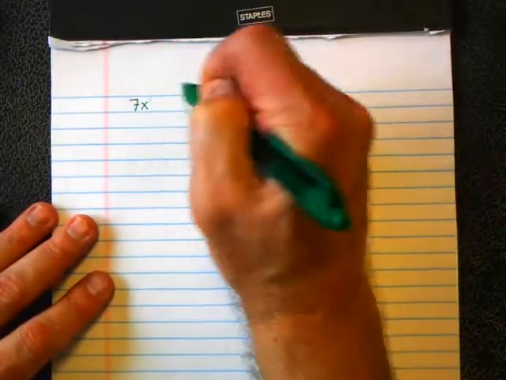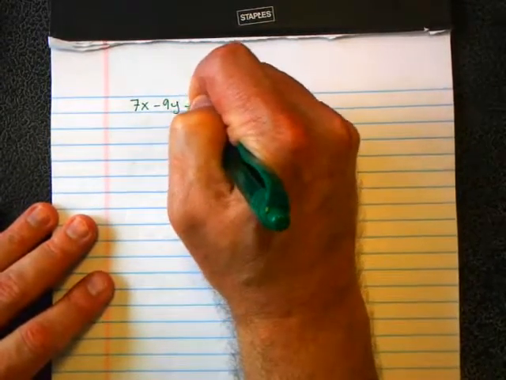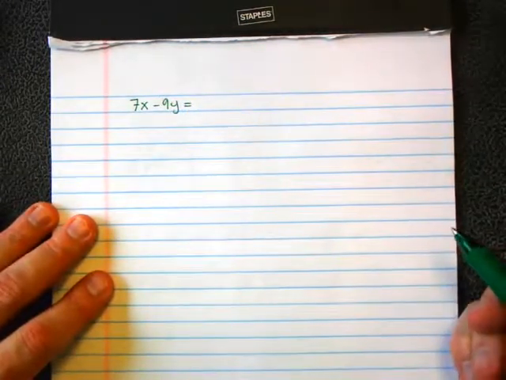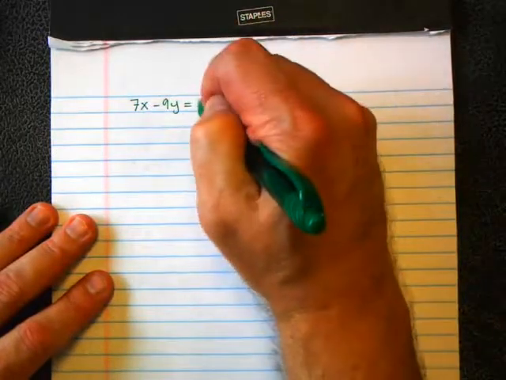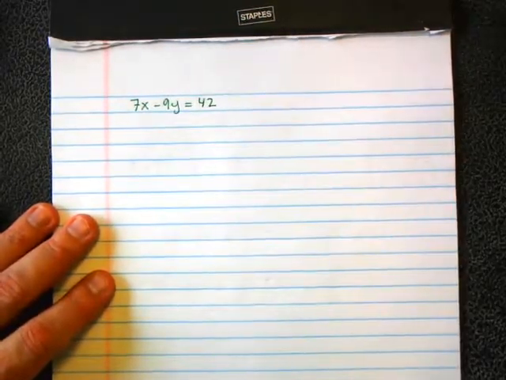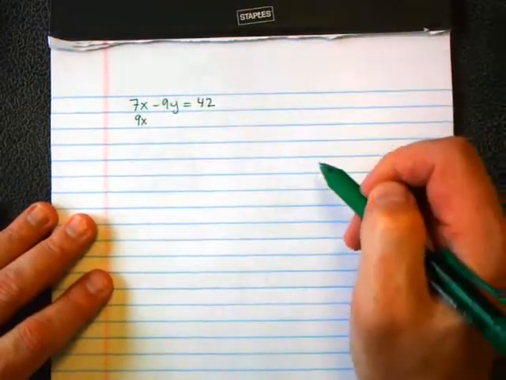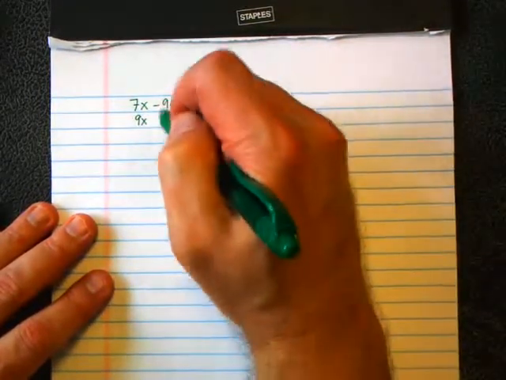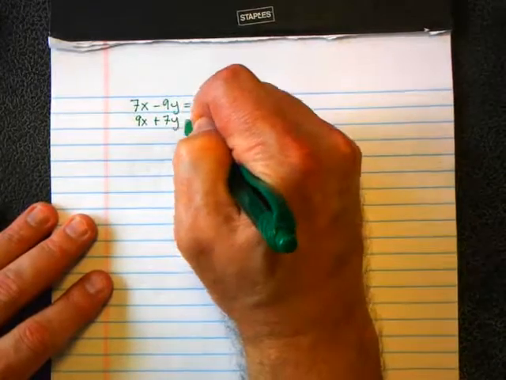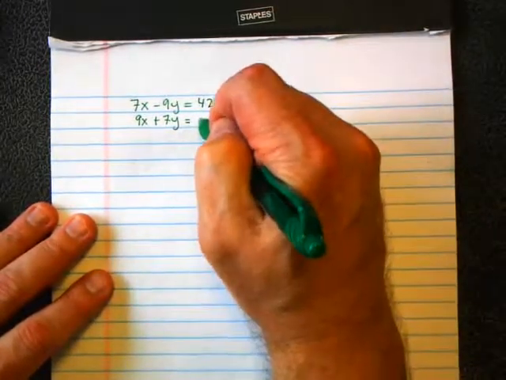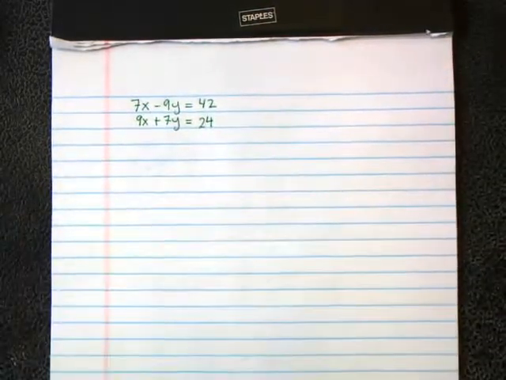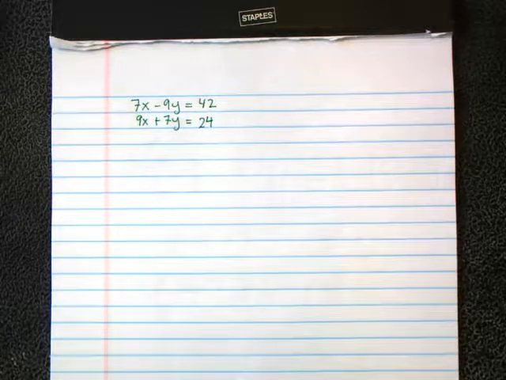7x minus 9y equals, what is it? 42. Second equation: 9x plus 7y equals 24. All right.